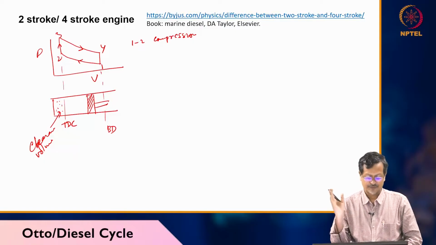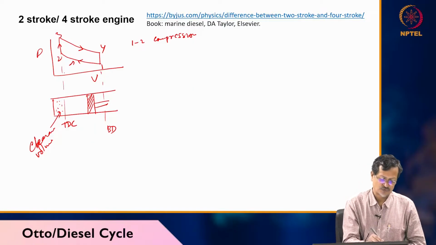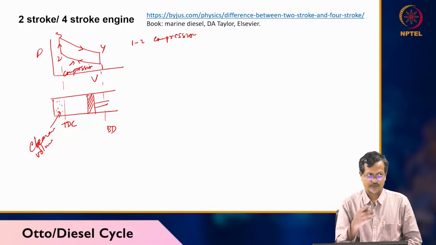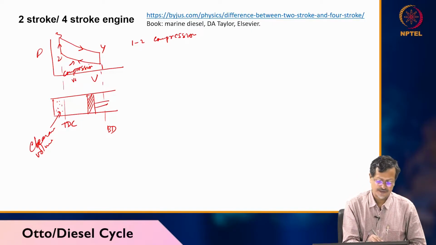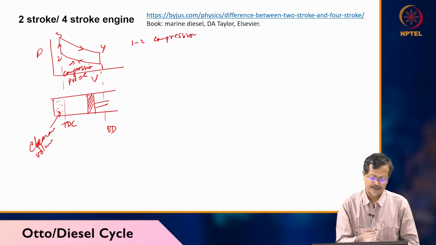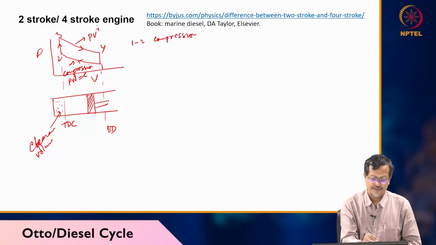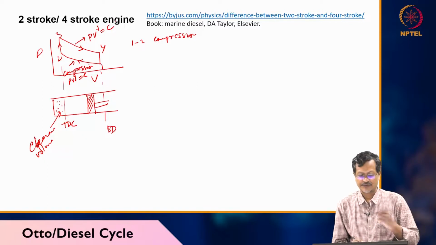Okay, when the piston is moving towards TDC, you are compressing. So, 1 to 2 is the compression stroke. And we are assuming this is an adiabatic condition. Okay, so this is isentropic, PV to the power gamma equals constant, adiabatic or isentropic. Similarly, the expansion stroke 3 to 4 is also PV to the power gamma equals constant.